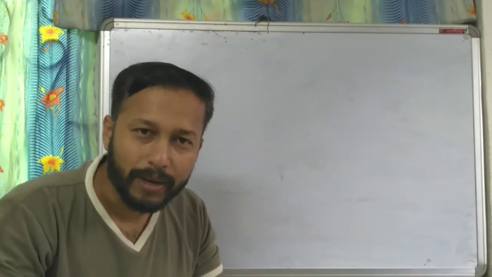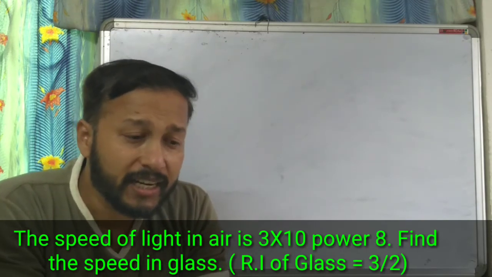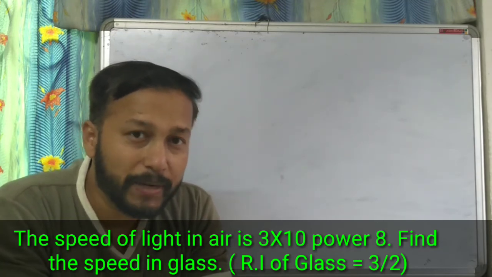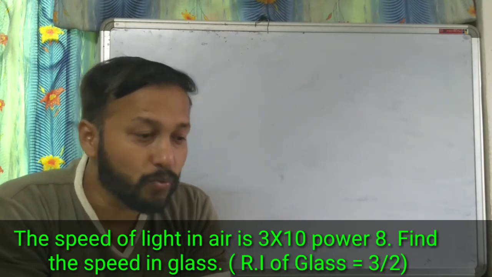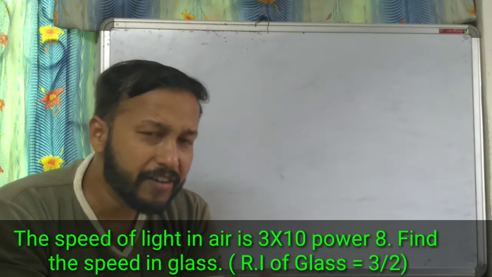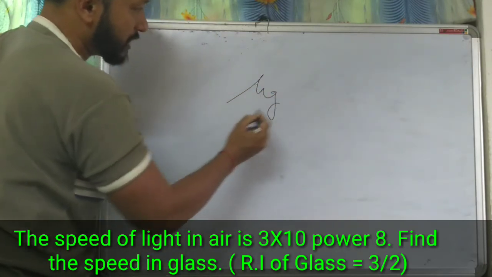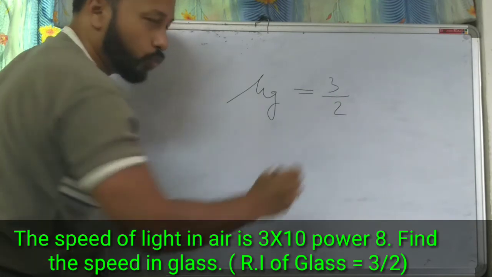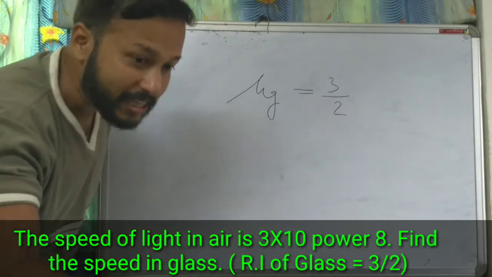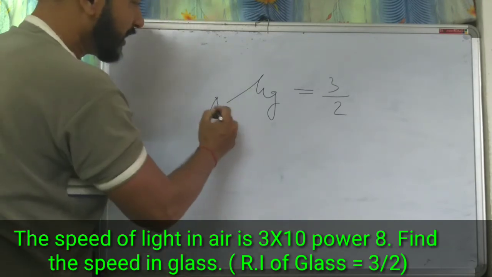Now let us solve this numerical which is displaying on your screen. What is that numerical? The speed of light in air is 3 into 10 to the power 8 meter per second. What is the speed of light in glass? And what is given in the bracket? Refractive index of glass is 3 by 2. But refractive index of glass with respect to which medium? That is not mentioned in the question. So which medium it should be? Air. So we'll write air.